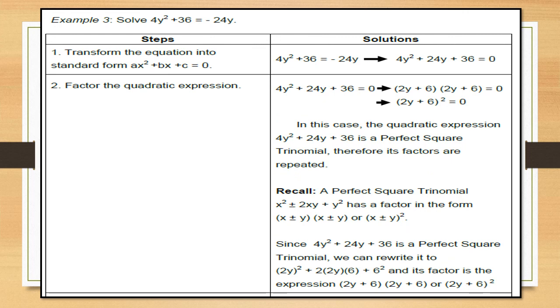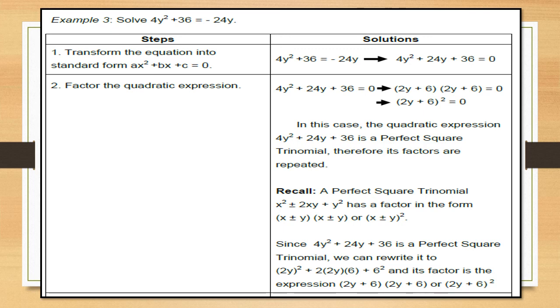So example number 3, solve 4y squared plus 36 is equal to negative 24y. So transform the equation into standard form. After we transform, we come up with the standard form of 4y squared plus 24y plus 36 is equal to 0. Then after that, we factor it, and we have the quantity of 2y plus 6 times 2y plus 6 is equal to 0, or we can write it as 2y plus 6 squared is equal to 0.